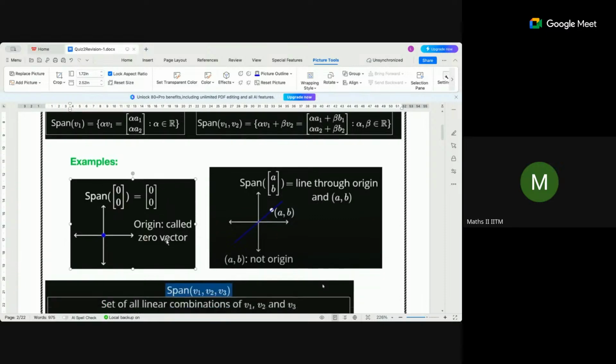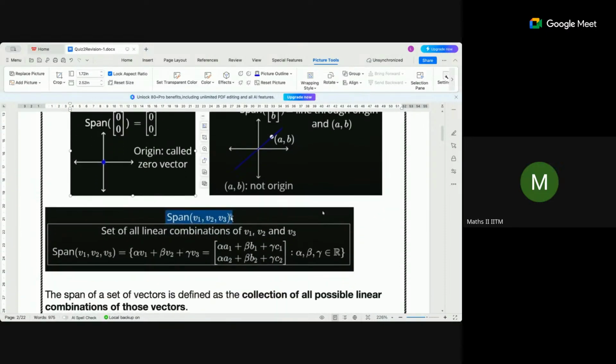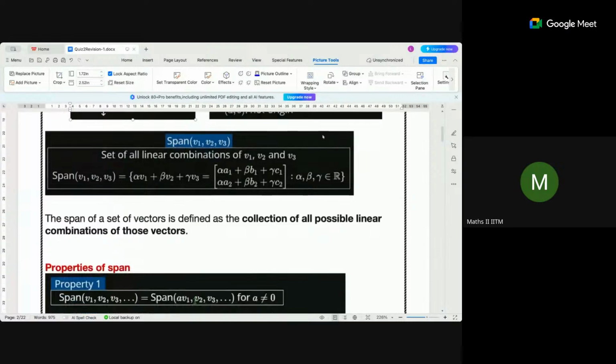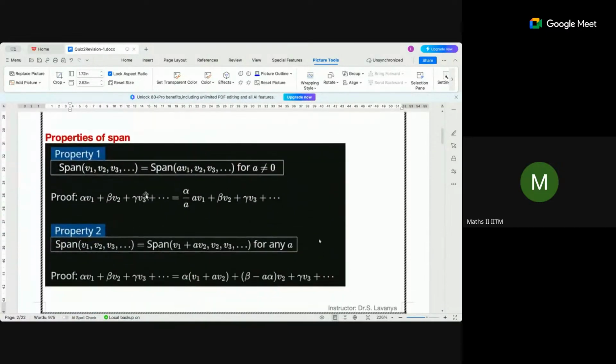Okay, fine. Now here the definition of span for three vectors is given. In general, what is the span of a set of vectors? The span of a set of vectors is the collection of all possible linear combinations of those vectors. So what are some properties of span? We know span of v1, v2, v3 and so on is the same as span of a v1, v2, v3. So even if you multiply a vector by a scalar, the span is not affected. Also, if you add a scalar multiple of a vector to another vector, the span is not altered.